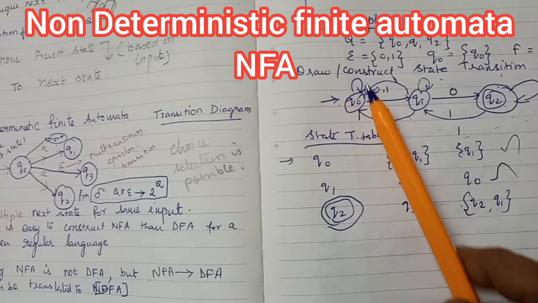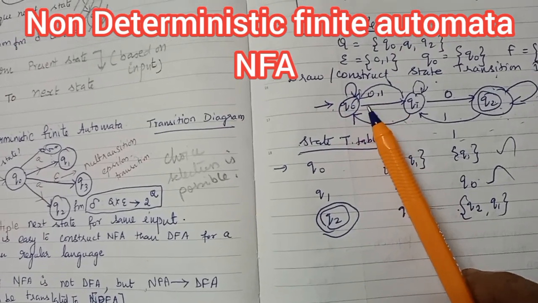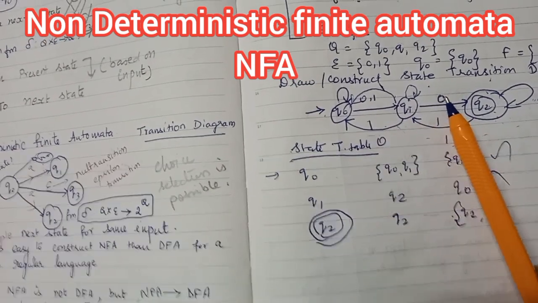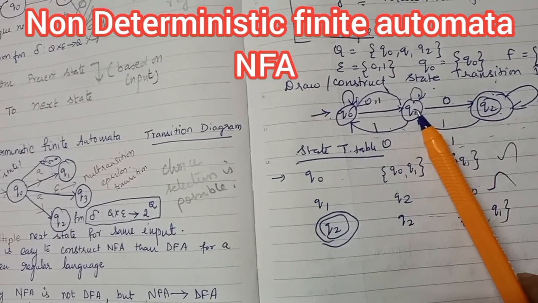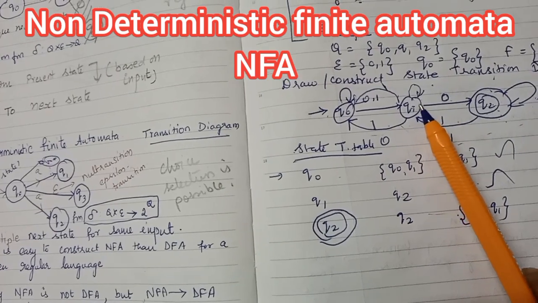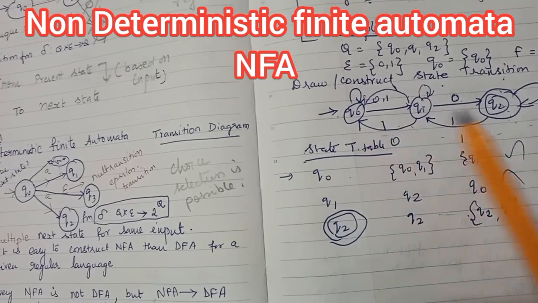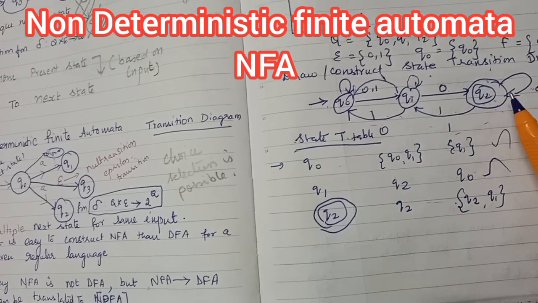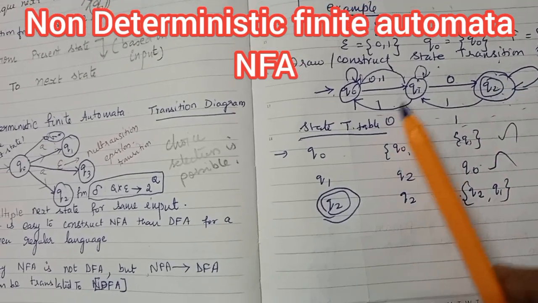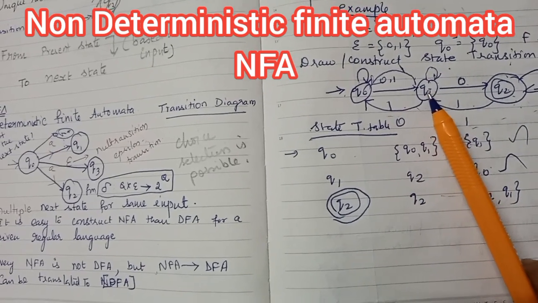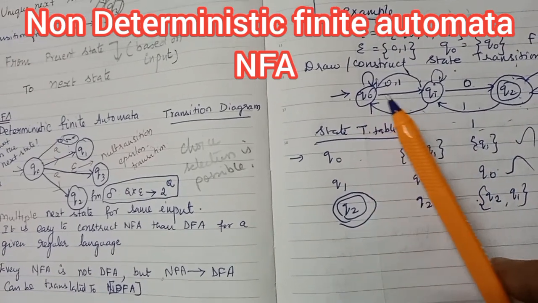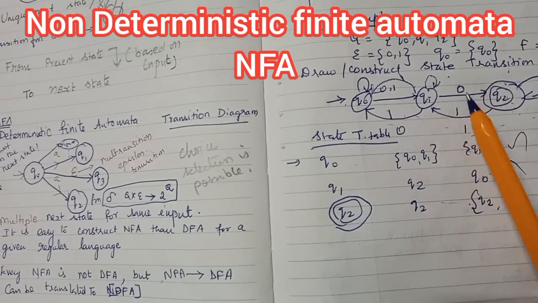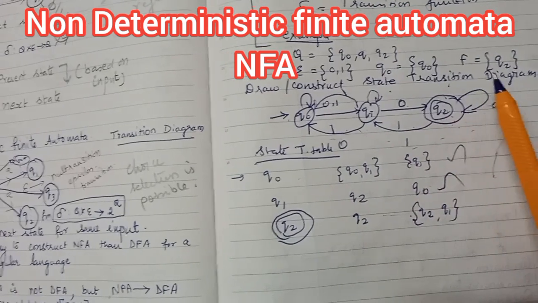Q naught supplied with 0 may go either to Q naught or Q1. When Q1 is supplied with 0, it goes to Q2. When Q1 is supplied with 1, it goes again to Q2. Then Q2 is supplied with 0 and 1. When Q2 is supplied with 1, it moves to Q1, and it also goes to Q naught. So every state is supplied with 0 and 1, and we may have multiple next states.